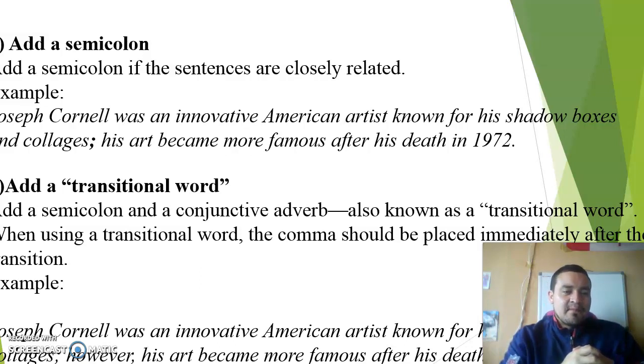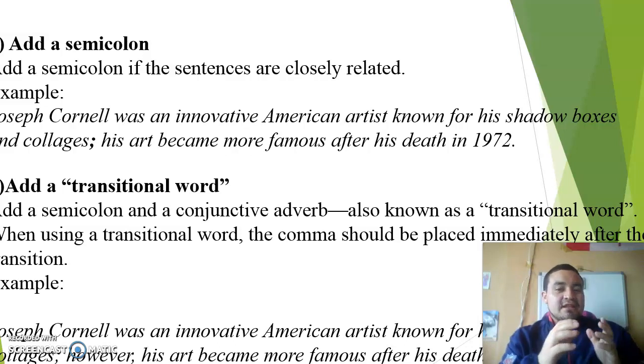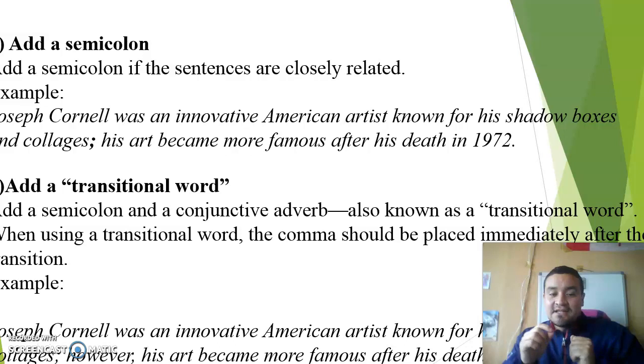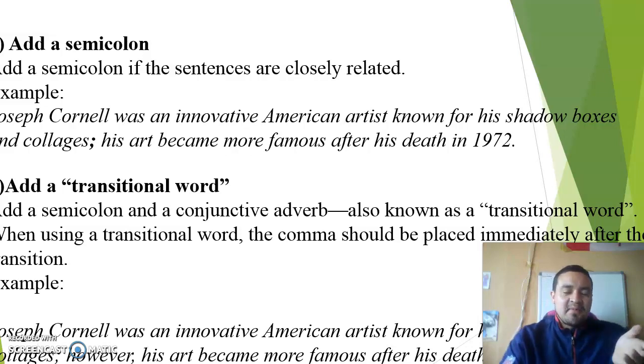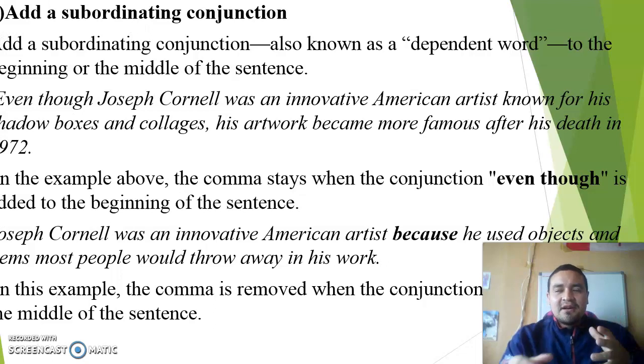The fourth way is by adding a transitional word. Add a semicolon and a conjunctive adverb, also known as a transitional word. When using a transitional word, a comma should be placed immediately after the transition. Let's see: Joseph Cornell was an American artist known for his shadow boxes and collages; however, his art became more famous after his death in 1972. The meaning makes more sense when we fix these problems.